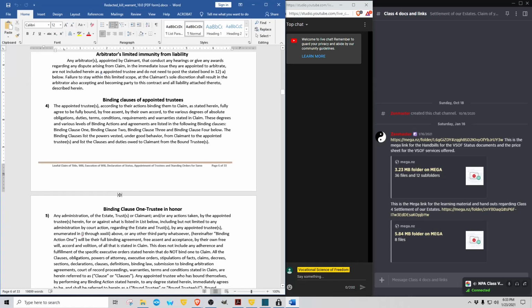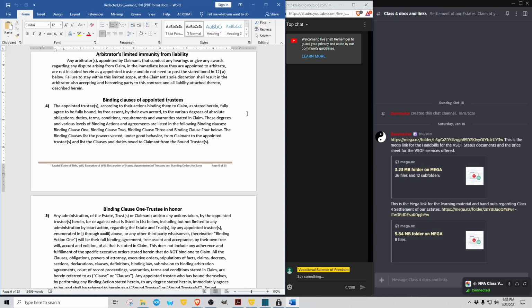So this is how people become bound to this contract. So binding clause of appointed trustees. So this is what they have to do, and then they bind themselves. Just like remember the guy who jumped the fence? Okay, he read the contract and then he jumped the fence.